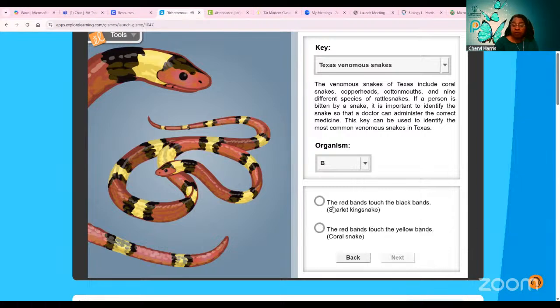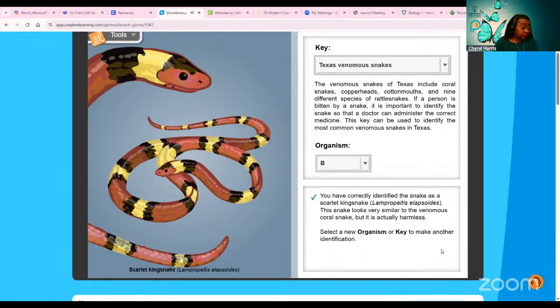All right, the red bands touch black. This is one of those where they tell you whether it's poisonous or not. Does the red band touch the black? Looking at this, yes, red touches black. Red is not touching yellow. Red is touching black. So that's what it is.